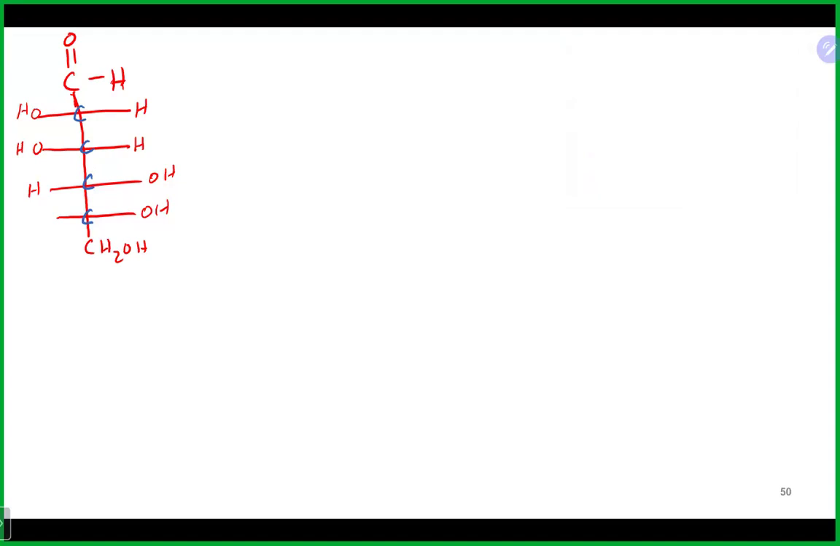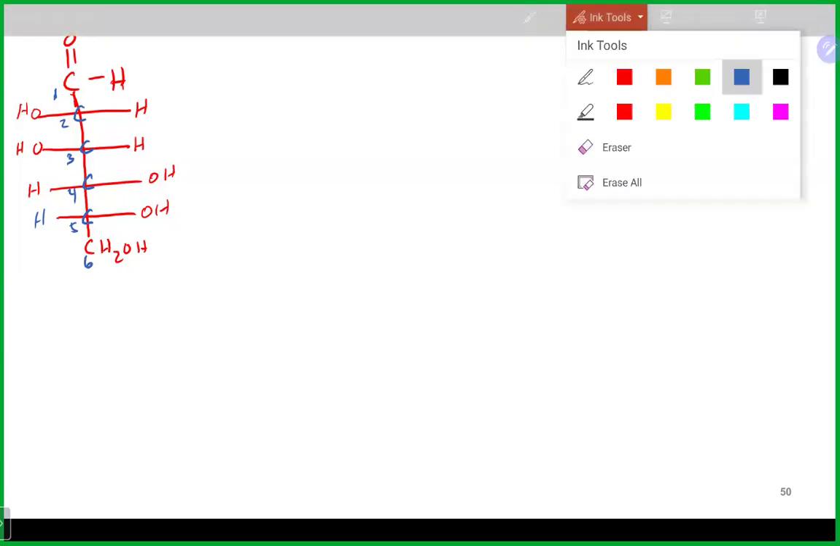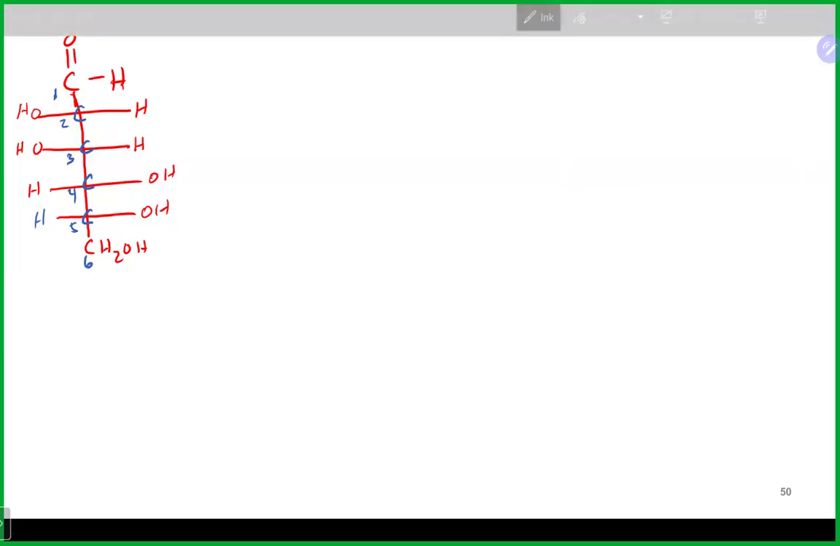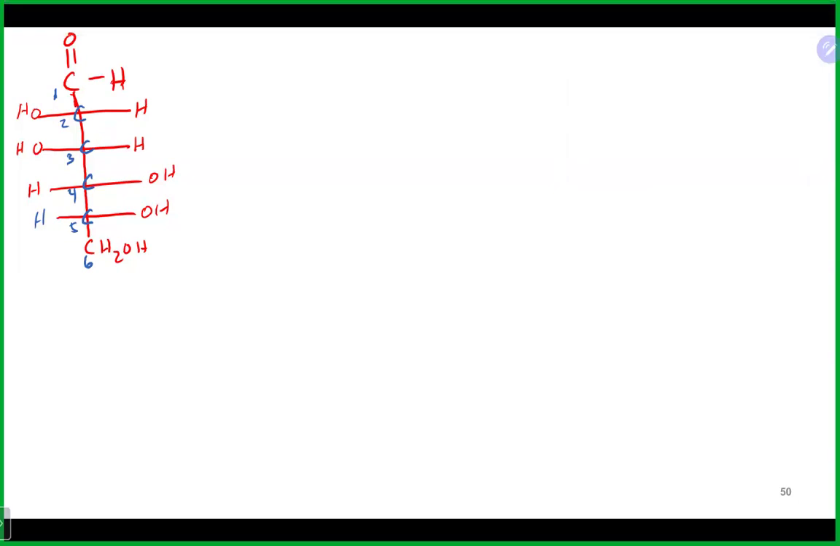And I'll throw my hydrogen over here. If I were to count how many carbons I have, I have six carbons in this case. This would be carbon number one, carbon number two, carbon number three, carbon number four, carbon number five, and all the way at the bottom, carbon number six.